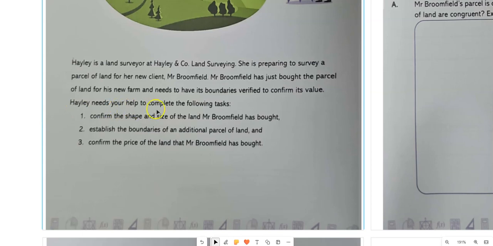Hayley needs your help to complete the following tasks. 1. Confirm the shape and size of the land Mr. Broomfield has bought. 2. Establish the boundaries of an additional parcel of land. 3. And confirm the price of the land that Mr. Broomfield has bought.